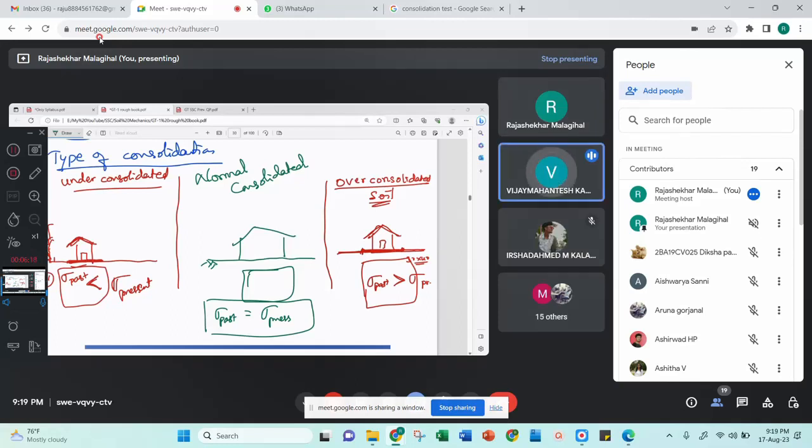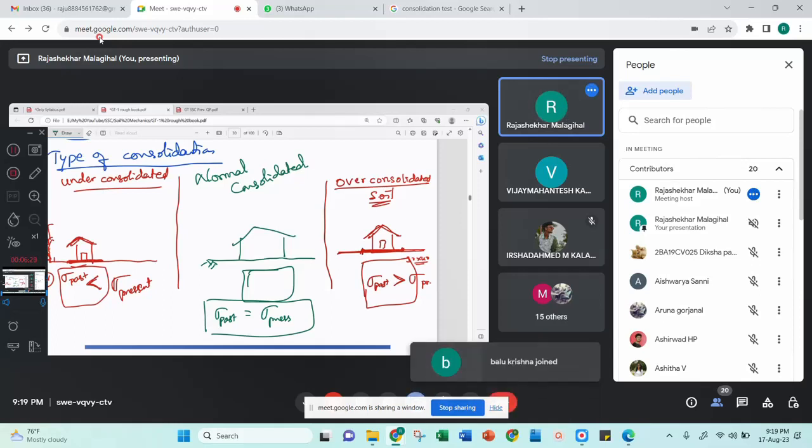Because settlements will be lower in that case. Which one? Which case? Over consolidated or under consolidated? Over consolidated. Good answer. Over consolidated soil, because that soil is a very experienced soil.